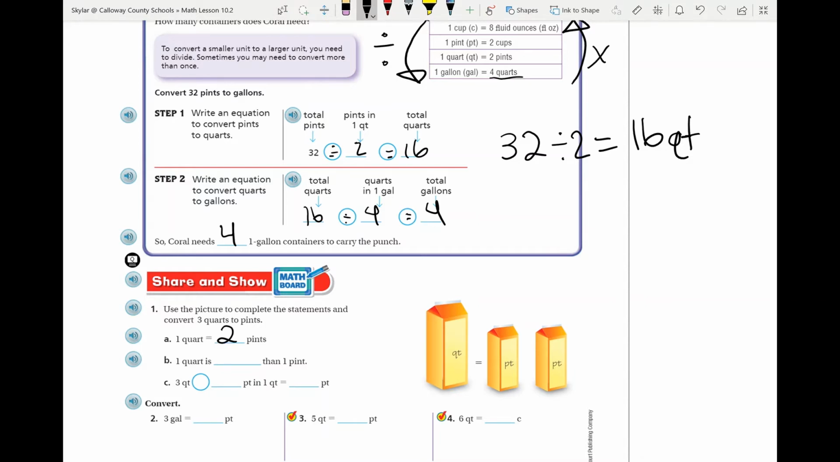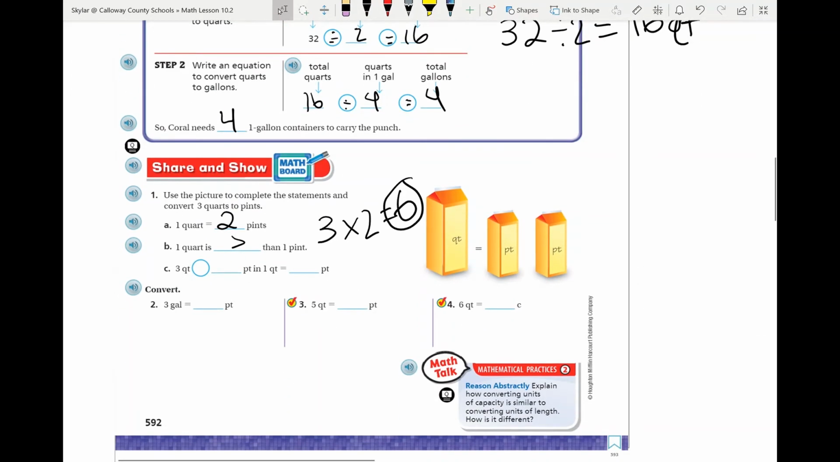1 quart is less than, 1 quart is greater than 1 pint. So since there's 3 quarts and a quart is equal to 2 pints, then we just do 3 times 2. That gives us 6. So that means that you have 3 quarts, and that is going to be 6 pints. And I will show you these as well.